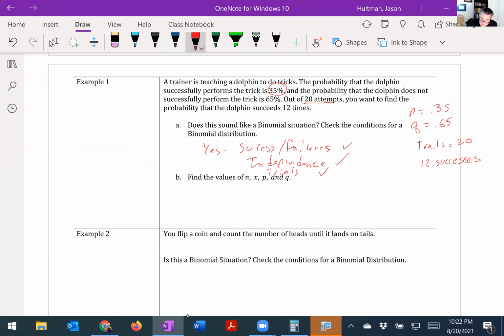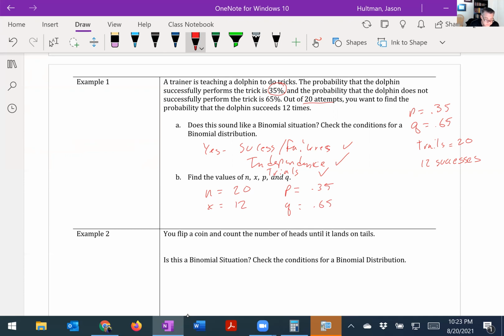Okay, find the values of N, X, P, and Q. Well, we already found P and Q. Now you just need to know N and X. N is the number of trials, so N is 20, so 20 attempts. X is the number of successes, and that's 12. And we'll bring P and Q down here as well: 0.35 and 0.65.